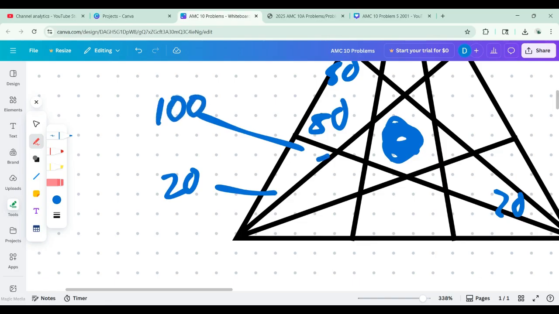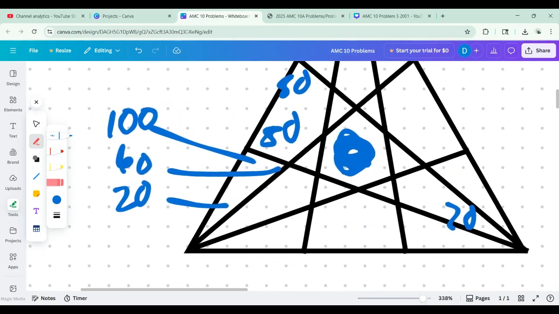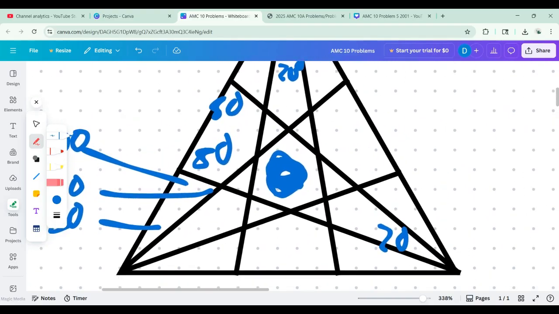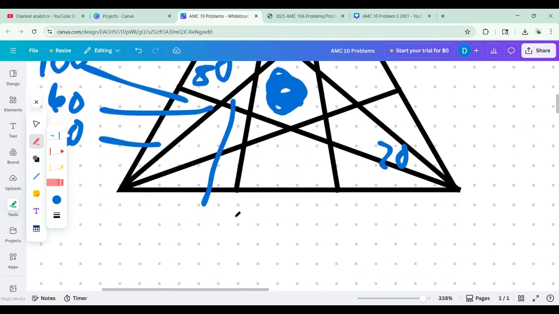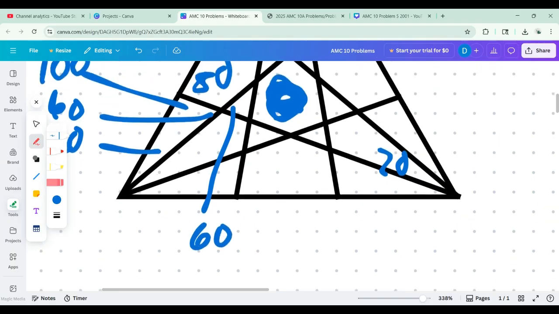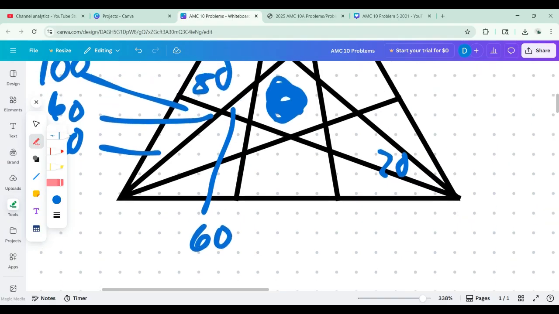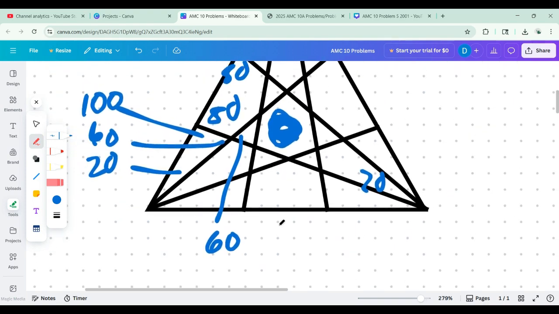So that means this angle right here is going to be 60. Now we have vertical angles. So this is 60. In order to perform angle chasing, you must know a lot of different geometry theorems and everything like that to understand more of the figure that you're working with.